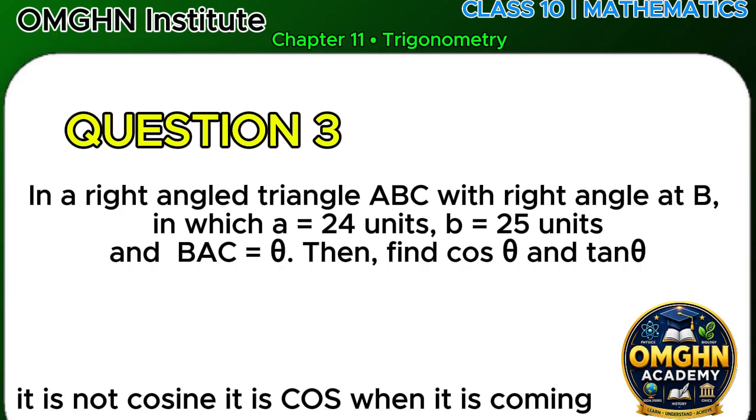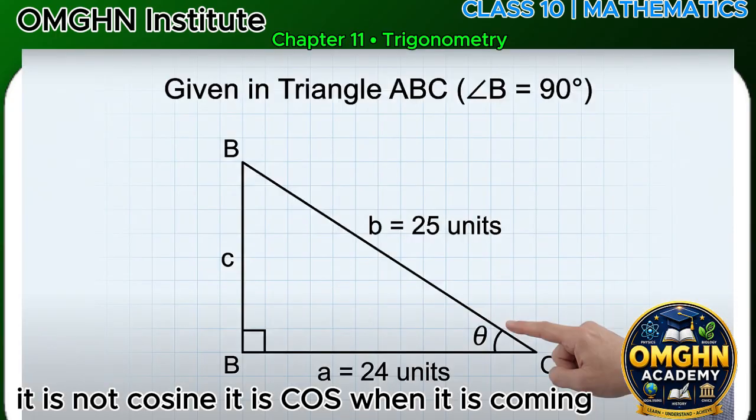Excellent, students. Let's move to question number 3. In a right-angled triangle ABC, the right angle is at B. We are given A is 24 units, B is 25 units, and angle BAC is theta. Find cosine theta and tangent theta.